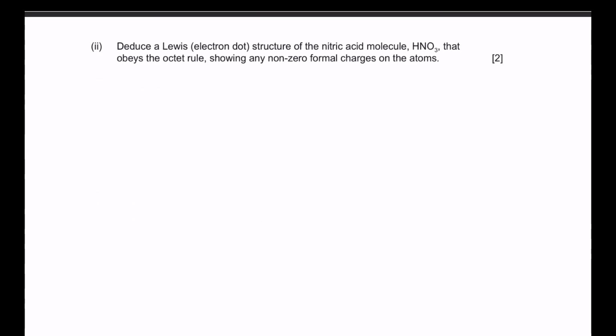Next part, deduce the Lewis structure of the nitric acid molecule that obeys the octet rule, showing any non-zero formal charges on the atoms. So the Lewis structure of HNO3 is pretty common. It looks like this. We also have to show the lone pair electrons. This will be one, and then this will be the other one. Now this is the possible Lewis structure or electron dot structure of HNO3.